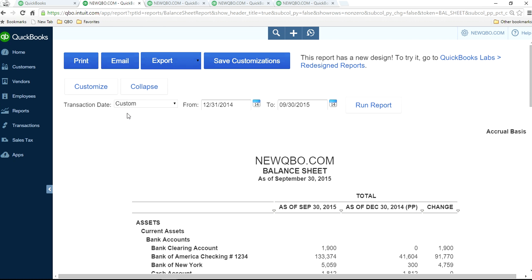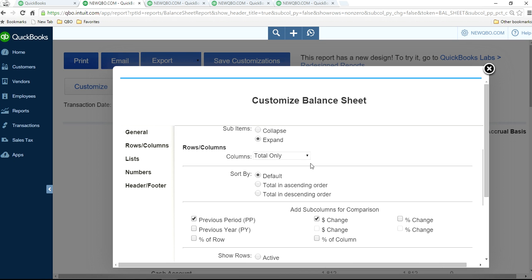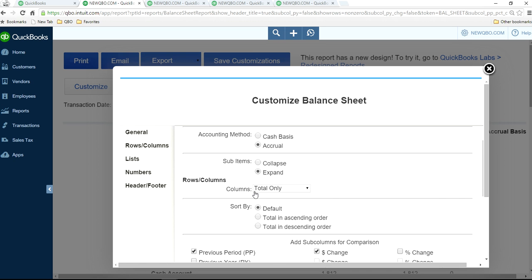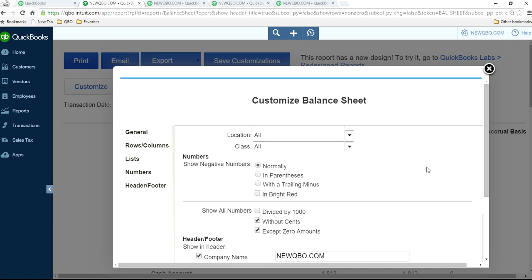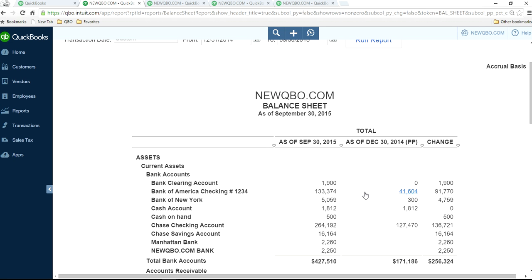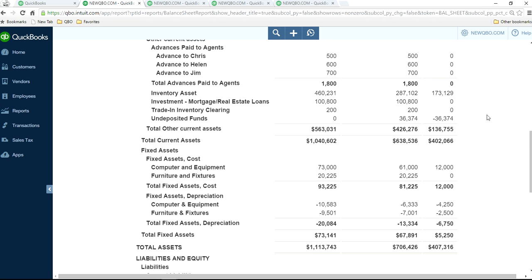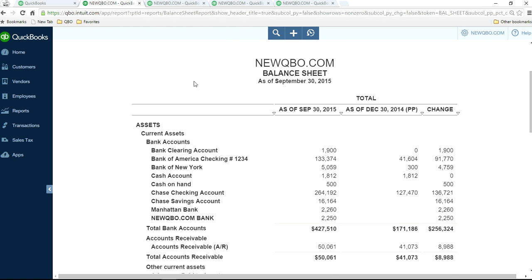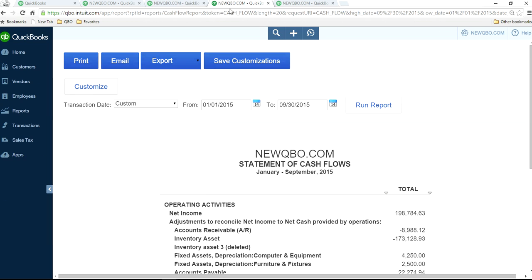In order to get the change, you just customize it here, and the totals column is still total, and it basically gets the change from the previous period. So that's how I got that number. I don't need the cents for now. So that's how you get these numbers. And then I ran the statement of cash flows, which is this.